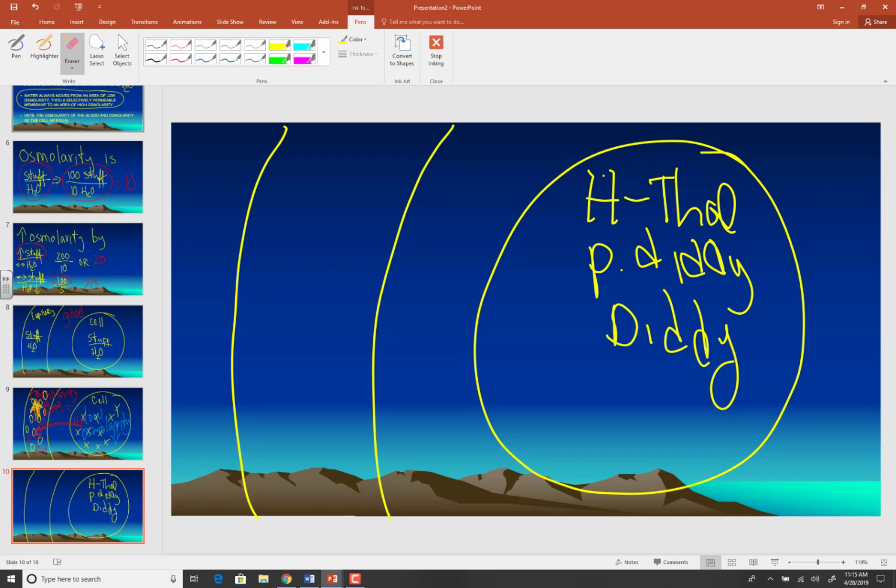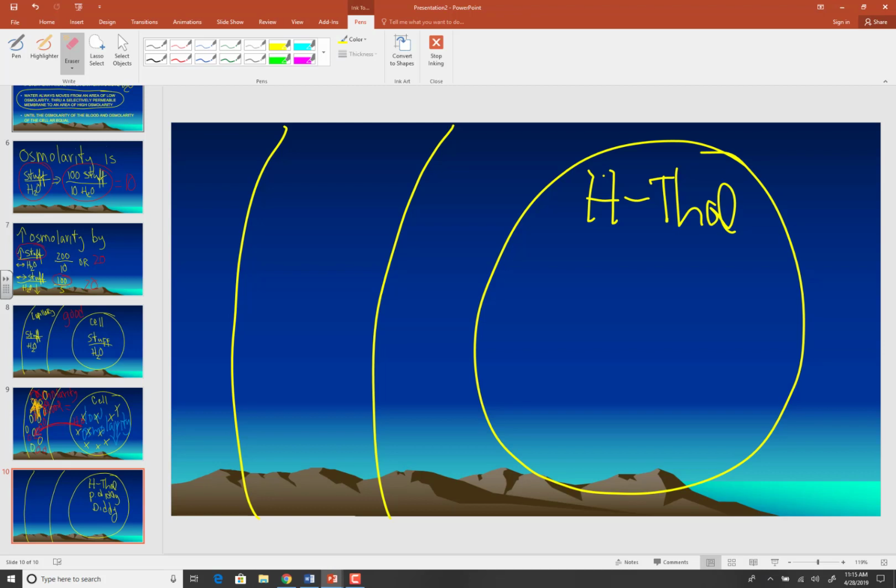Okay, that's stupid. The hypothalamus controls hunger, temperature, and thirst. Now watch. You have a sodium ion in the blood. Sodium is always highly concentrated in the blood.